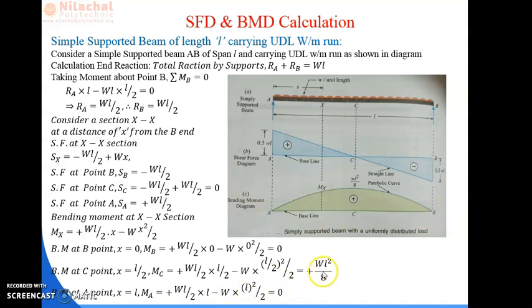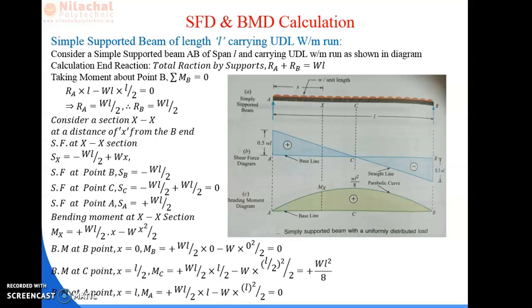As here we are getting WL square by 8, the parabolic curve will start from the B point and will gradually increase from B up to C point. Again, from the C point it will decrease its value up to A point. In this way we are getting a parabolic curve in the bending moment diagram. So in this way we complete the simply supported beam carrying a udl over its whole length.